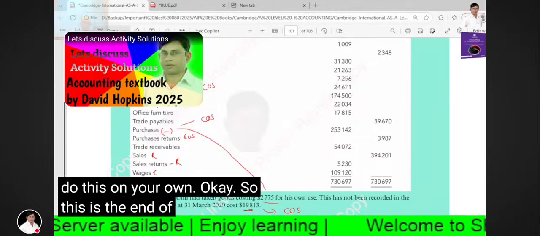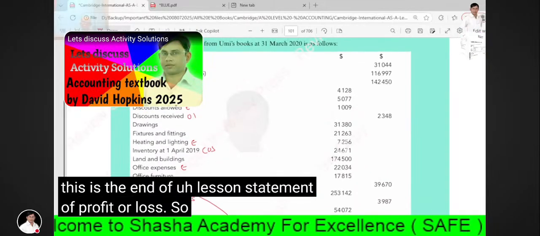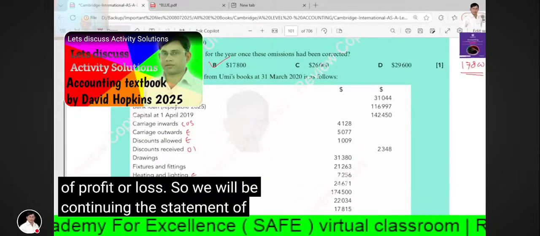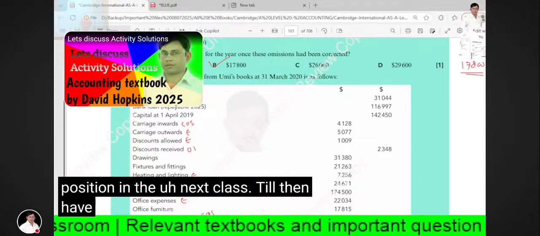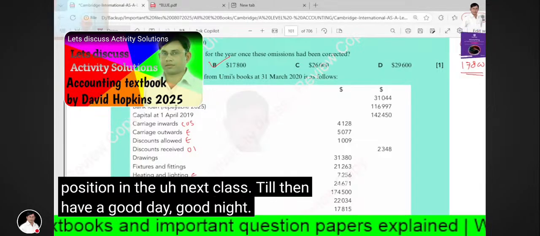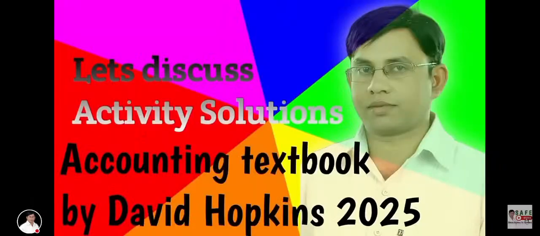So first, prepare the capital account. We will be maintaining the statement of financial position in the next class. So capital account is usually in a T format.